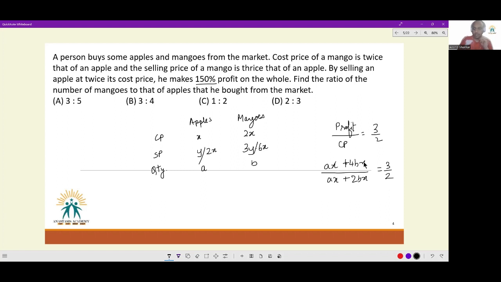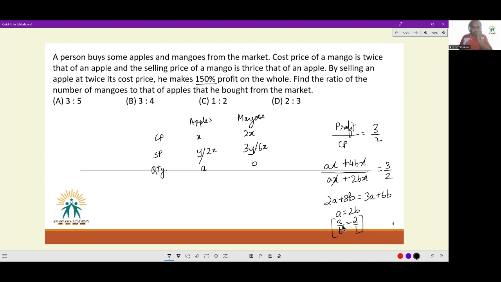The best thing is I can get rid of the X's everywhere from the left hand side. The X is no longer in consideration. And now I will necessarily get a ratio of A and B. Let me go ahead and place that down. 2A plus 8B is equal to 3A plus 6B, or A is equal to 2B, or A by B is equal to 2 by 1.